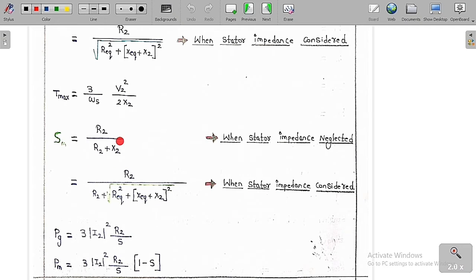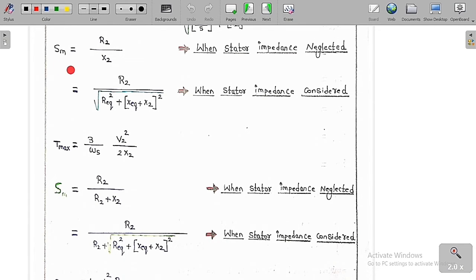In the previous case we learned the slip at maximum torque is R2 by X2, and here R2 by under root over R equivalent square plus X equivalent plus X2 whole square. Just add R2 in the denominator for both equations. In the previous equations this term is not there; just add the R2 in the denominator for both of these, and then we get this. So this SM represents the slip at the maximum torque, and this is the slip at the maximum mechanical power. Whatever these two equations are, just add R2 here and here, and you are going to get these equations.